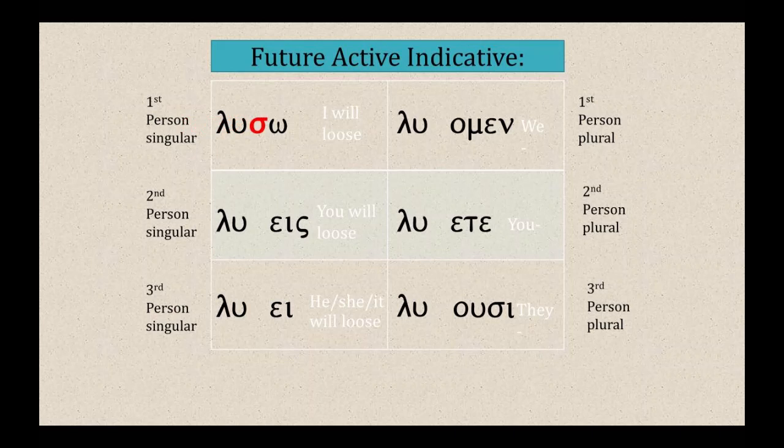Luseis, you will loose. Lusei, he, she, it will loose. Lusomen, we will loose. Luseete, you will loose. And then lusousi, they will loose. So the difference between the present and the future active indicative is just that sigma, and that's it.